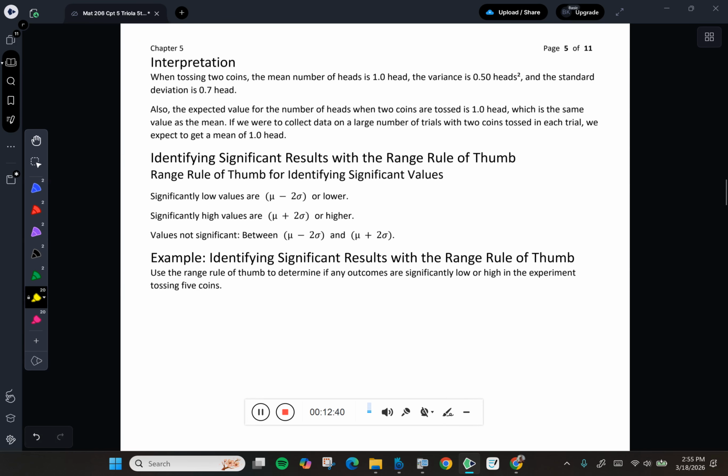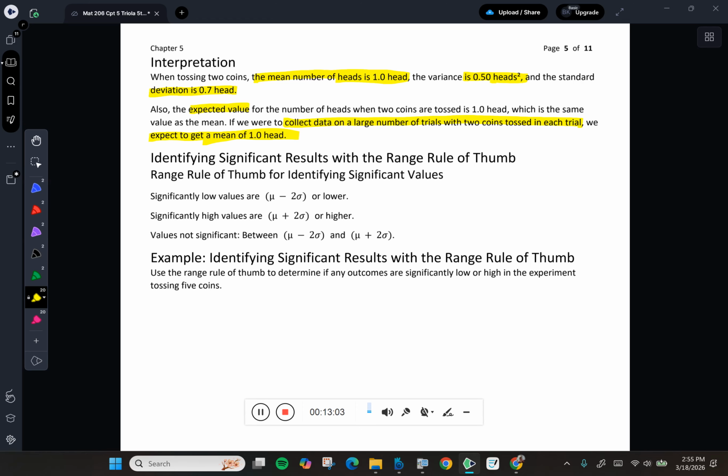All right, if you want interpretation, you could say mean number of heads is 1. The variance is 0.5 heads squared, and the standard deviation is 0.7 heads. Okay. To say it's the expected value means that, hey, if I collect data from a large number of trials of 2 coins, we should expect to get a mean somewhere really, really close to 1.